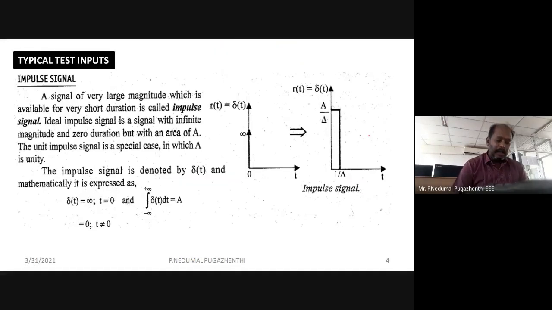So to analyze what type of response we get, only two things need to be known. One is the type of input signal provided, and the next one is the function, what the system is. Whether it is a first order, second order, or higher order system, if you want to get the response, you should know both: R of t and G of s.